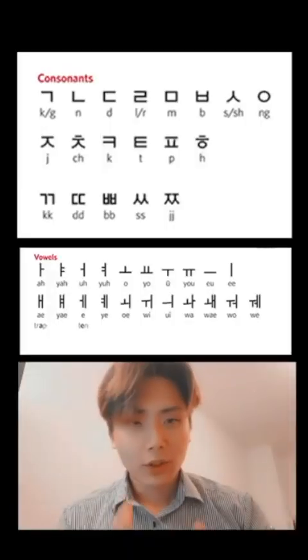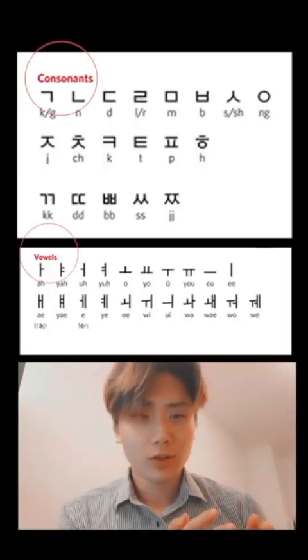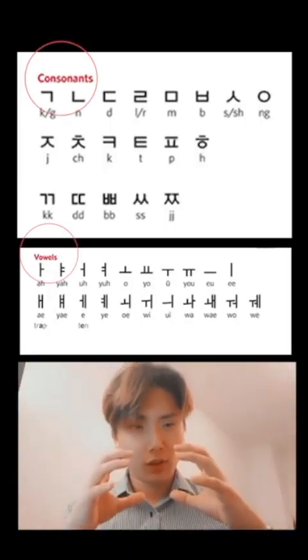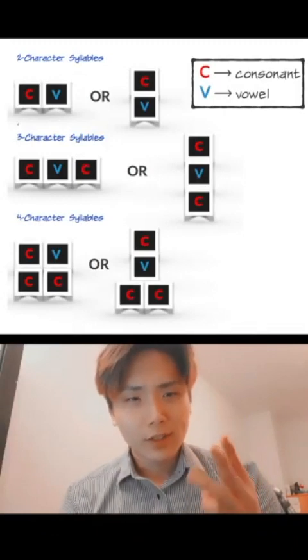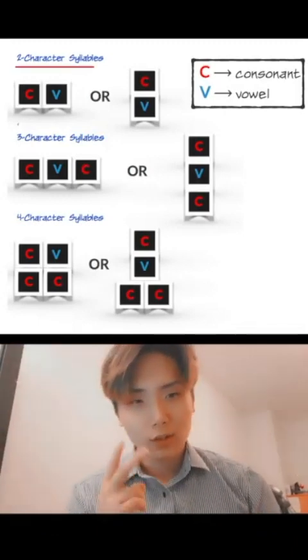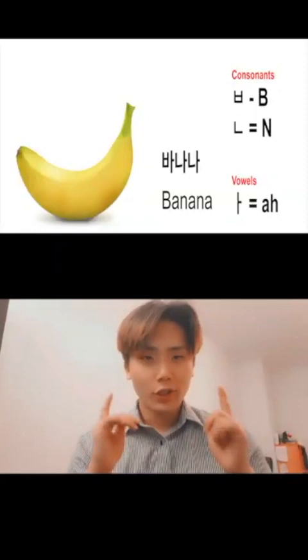How to read and write in Korean in 1 minute. Korean words have consonants and vowels. All you have to do is just put them together. There are 3 ways to combine these letters, but as beginners, we're just gonna focus on the 2 and 3 character syllables. So here's the example.